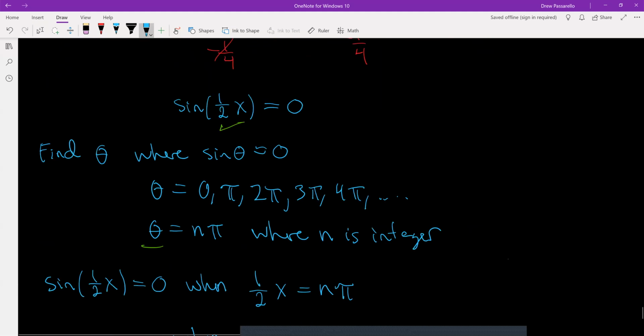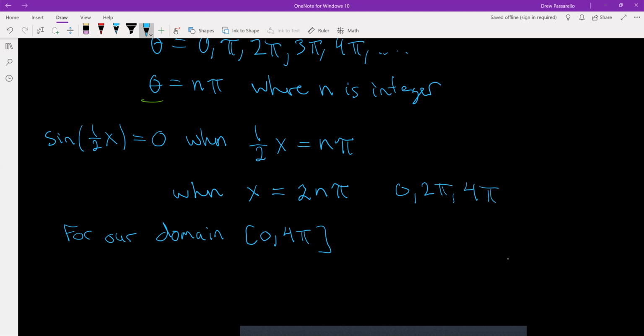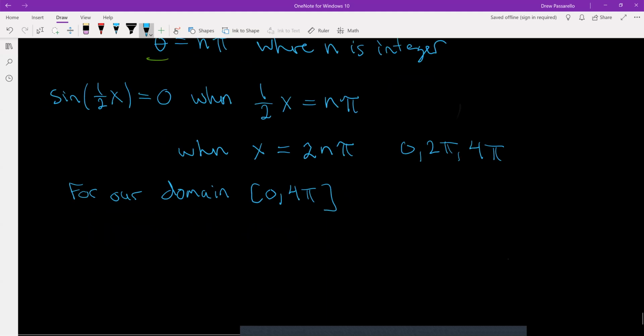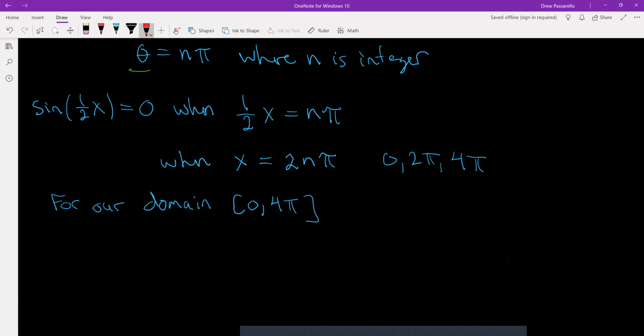So what I've found now is the general solution for the second derivative equaling 0. For our domain, even integer multiples of pi are essentially 0, 2 pi, and 4 pi. But because we can't have an endpoint be an inflection point, we don't consider 0 and we don't consider 4 pi.